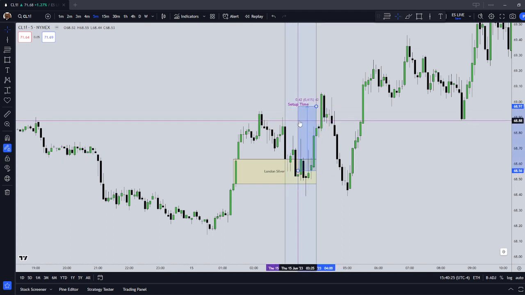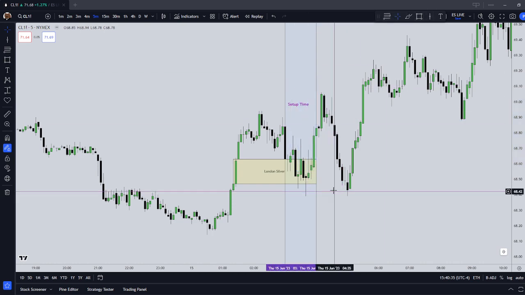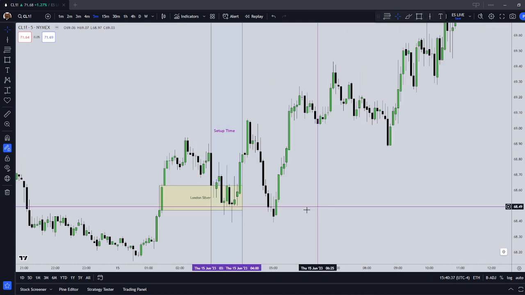Now it's $10 a point on crude oil. So if you had one contract, that would have been $500 in 25 minutes. That's not bad. That's really not a bad trade just right there.